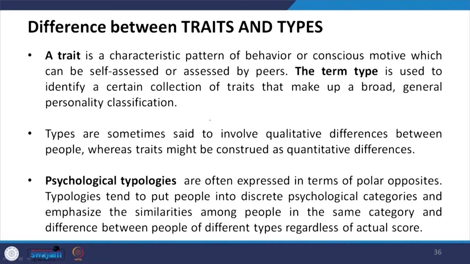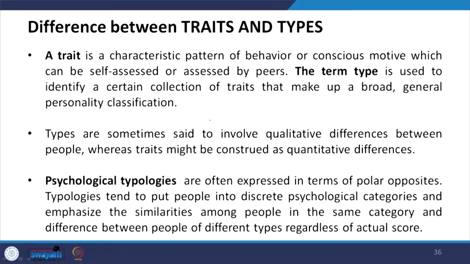So therefore, in the Big Five model, what have we talked about? We have talked about openness, extroversion, agreeableness, and here we will talk about the typologies, that is, what a typology is. Those Big Five models were personality trait models. Traits were classified, and on the basis of the classification of traits, we create a particular typology and emphasize the similarities among people in the same category. This is very, very important.